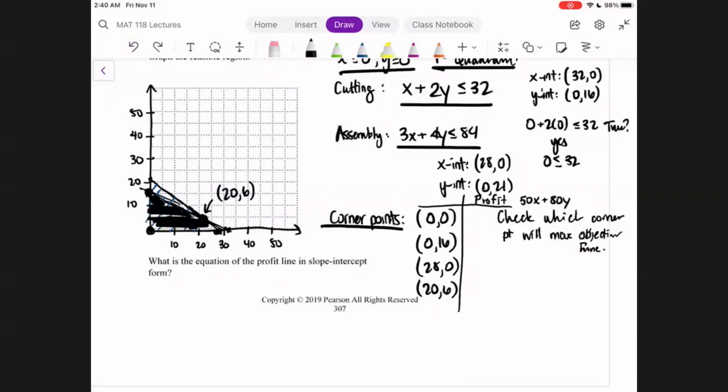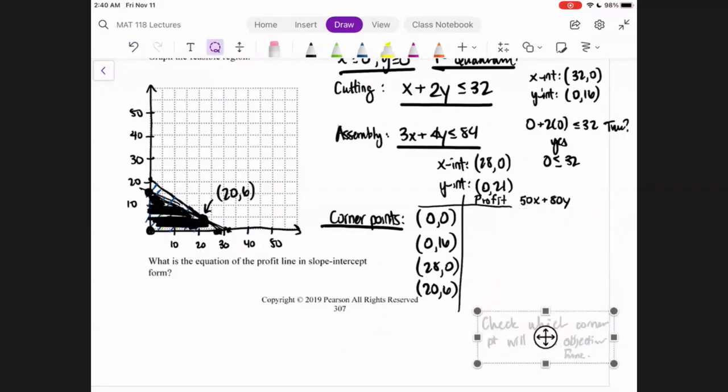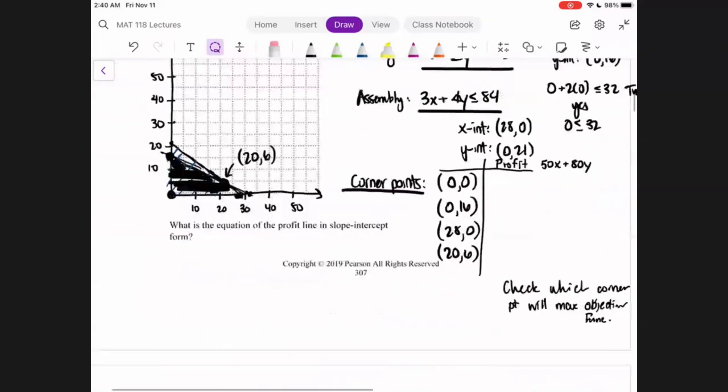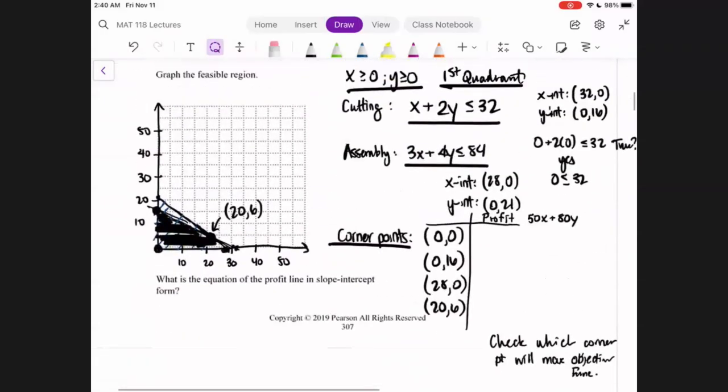Hold on, let me see if I can do this a different way. I'll do this. No. Where'd it go? Okay. Magic, right?